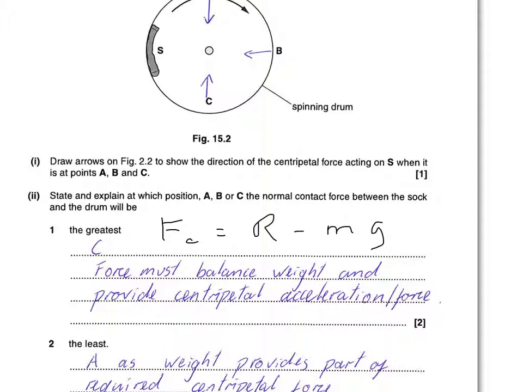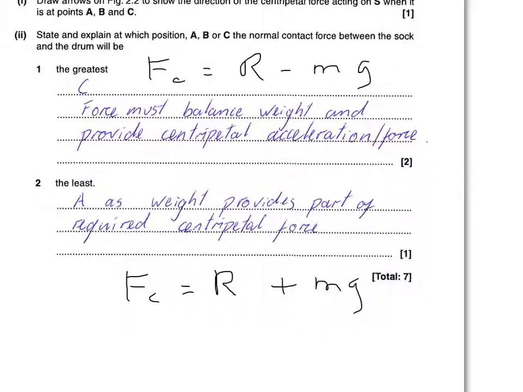Having recognised the point at which the normal contact force will be the greatest, it probably makes sense that it will be least at A. Think again about the forces involved. The centripetal force is again a net force. It occurs with the normal reaction acting downwards and the weight acting downwards. This means that the normal reaction is going to equal the centripetal force, take away the weight, so it's less. So, in words, the weight is providing part of the required centripetal force, so the normal reaction will be less.